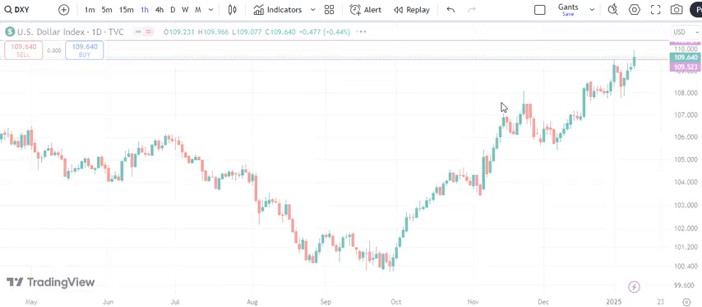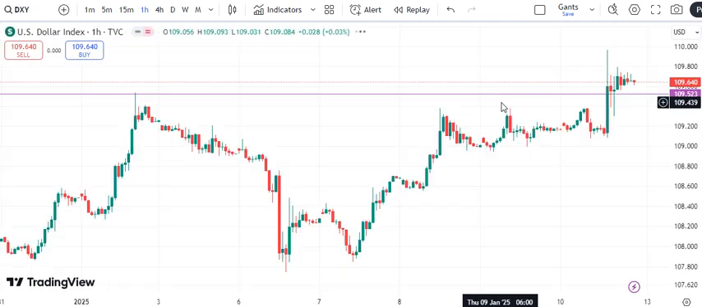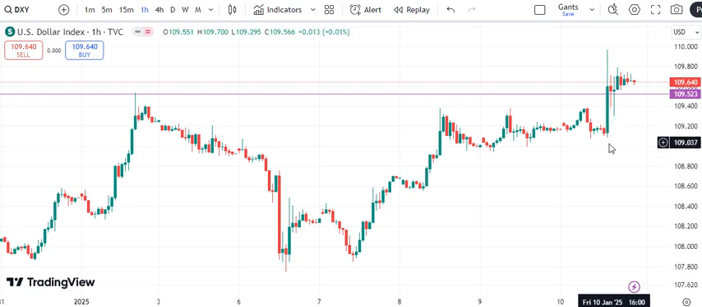Looking at 1 hour time frame, so this was the non-farm payroll. I expected it to trade lower, taking out this sell-side liquidity. It didn't do that. It traded into this buy-side imbalance, sell-side inefficiency, and then we had consolidation, failed to go higher. So this could be a short-term resistance here to trade lower.